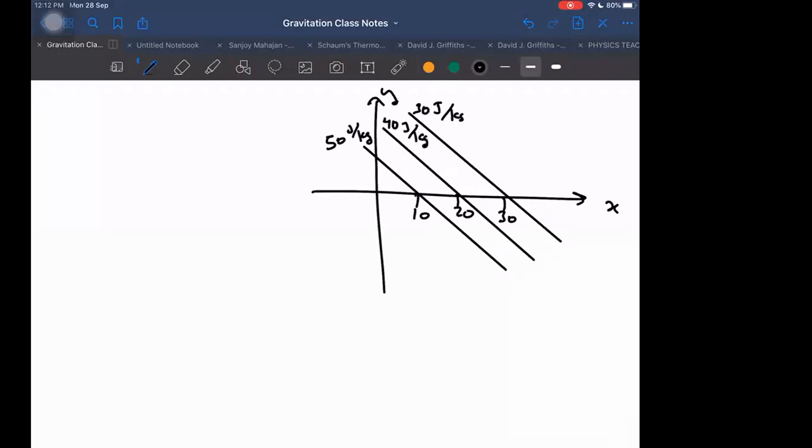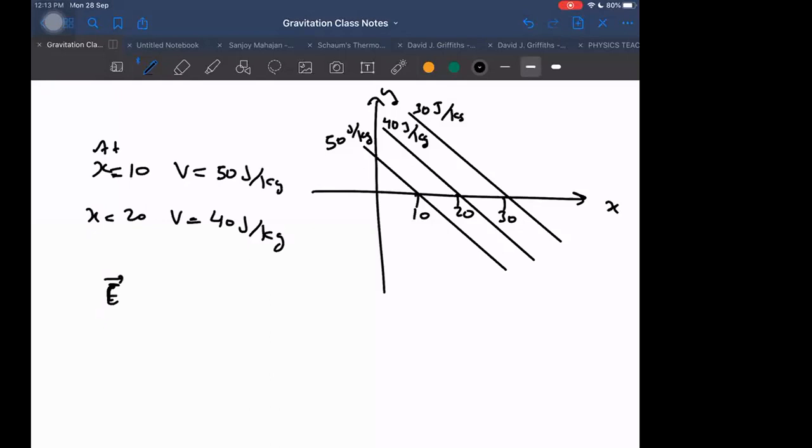What is the potential at x equal to 10? It is given: the potential is 50 joule per kg. And at x equal to 20, the potential is 40 joule per kg. Can you find out the field in the space by using the formula which we know? And it is a uniform field.